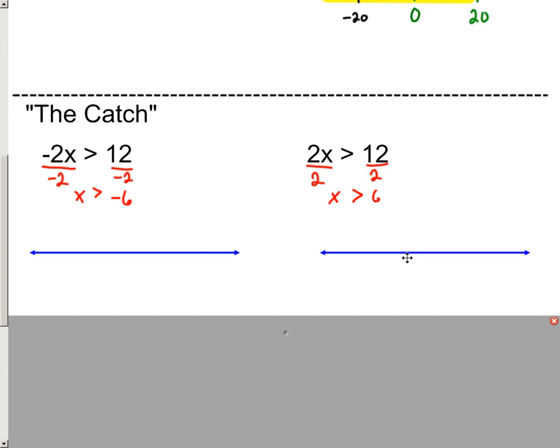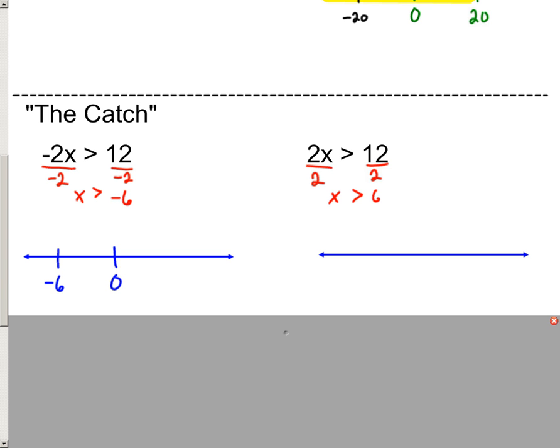But let's go graph it, and let's see if our shaded region actually shows us the solution to each inequality. So here's 0. That's negative 6, so I need a negative 6 on here. It's going to be an open dot because it's greater than. And we're going to shade all the numbers that are bigger than negative 6. So this entire shaded region is my solution.